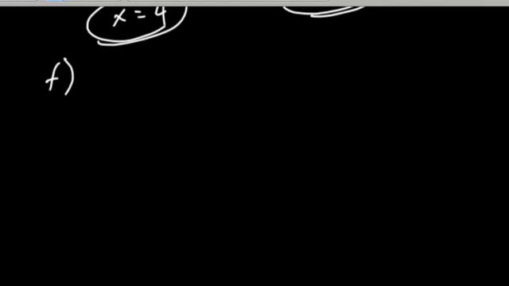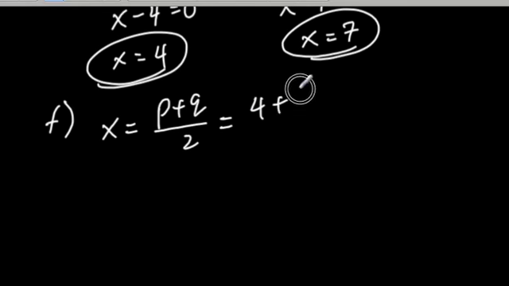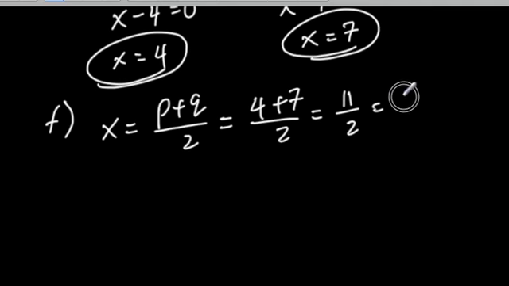Let's do F. F says to find the coordinate of the vertex. So let's first find the x-coordinate, which is p plus q divided by 2. Remember, p and q are simply the x-intercepts themselves. So it's going to be 4 plus 7 divided by 2. So that's 11 divided by 2, which is 5.5.